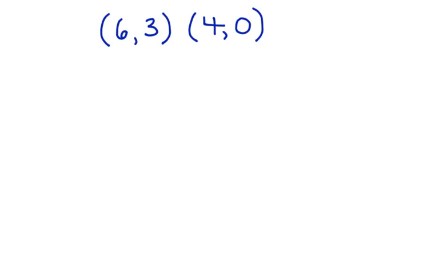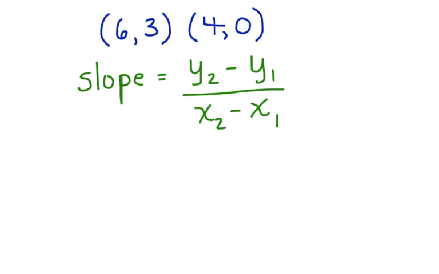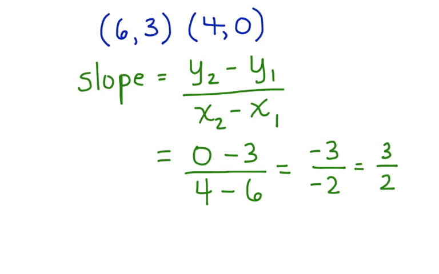Write an equation for a line containing the points (6, 3) and (4, 0). In order to write this in point-slope form, we're going to need to begin by finding the slope. Here's our formula for finding the slope. Now we can substitute these given values in for y1 and x1 and y2 and x2. This line has a slope of 3 over 2.